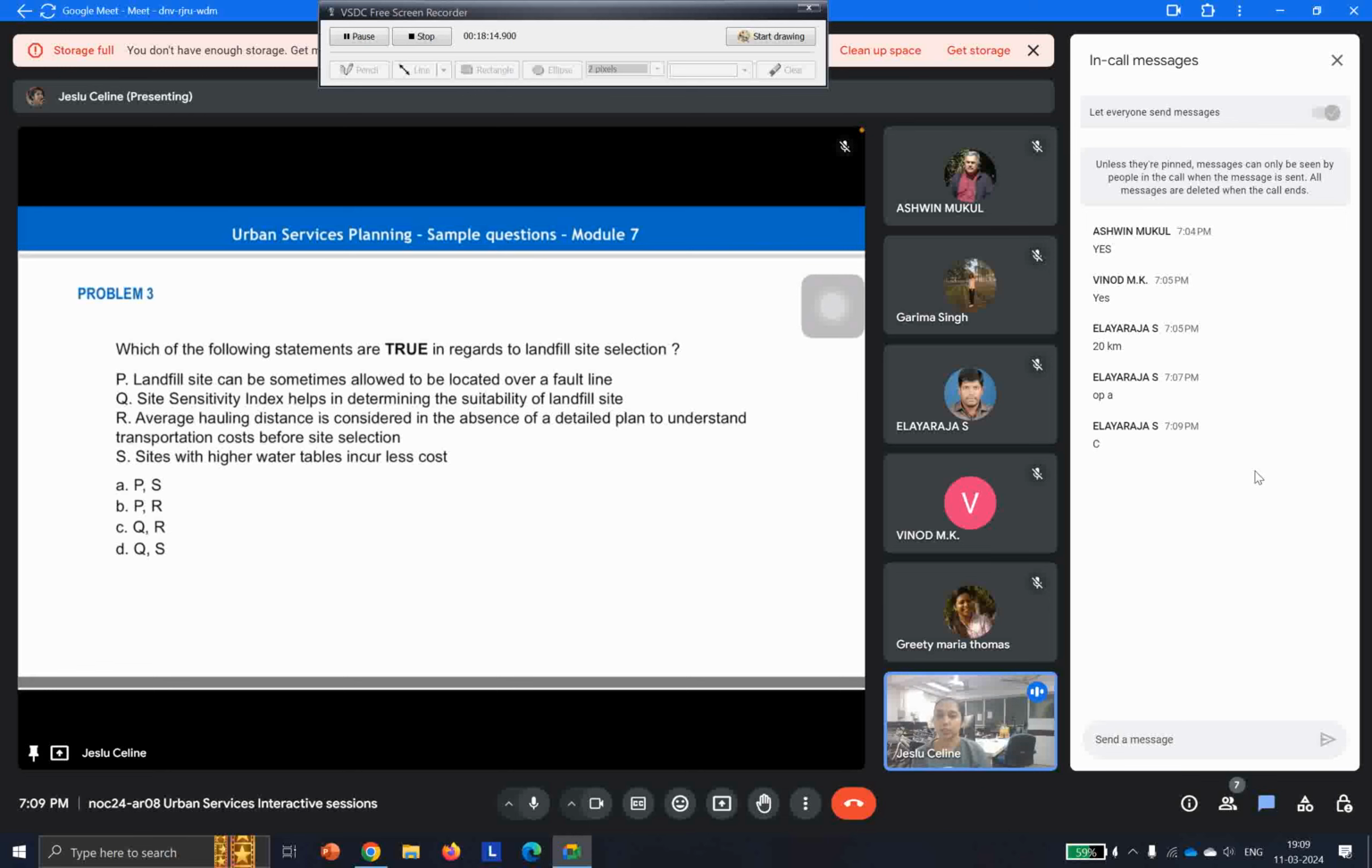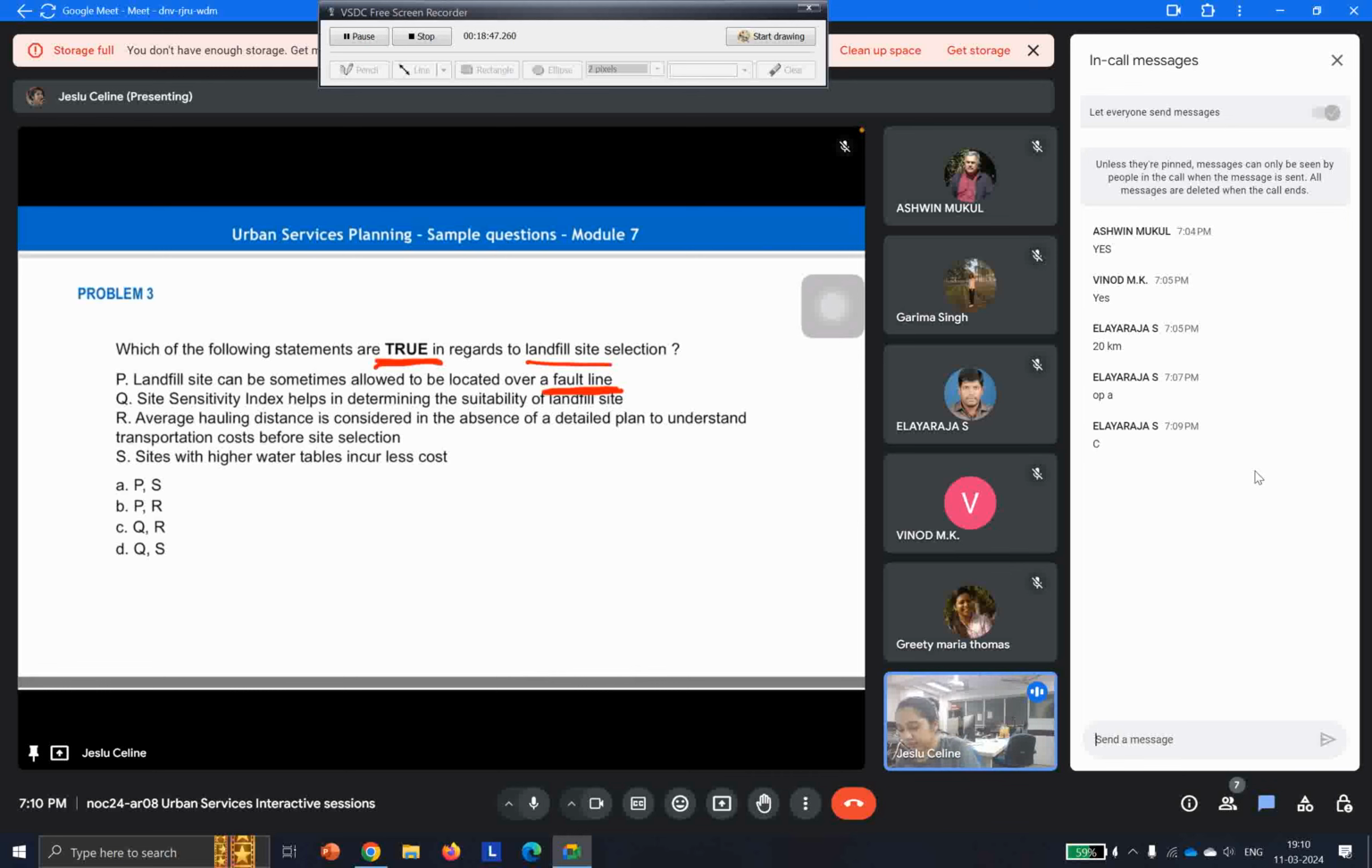So let's go to option P. We've been asked to find what is a true statement in regard to landfill site selection. First one, landfill site can sometimes be allowed to be located over a fault line. Is that a correct statement? What is a fault line first? Anybody, what do we mean by a fault line? We usually use this while designing drainage systems. We always talk about fault lines.